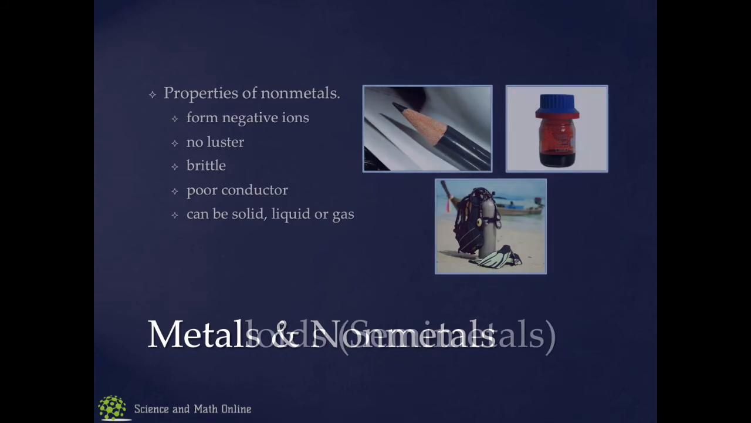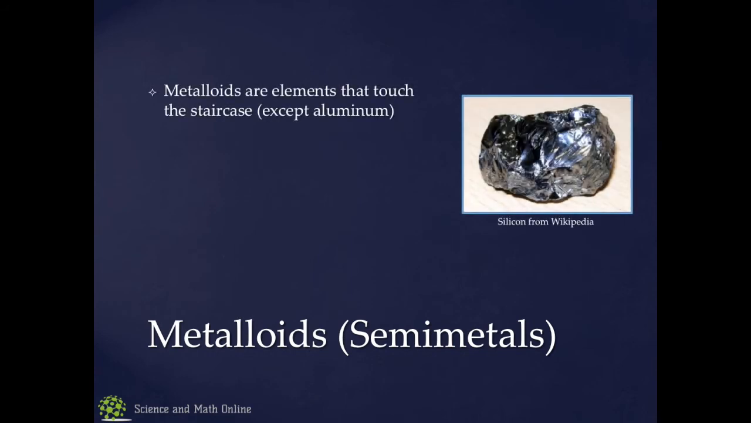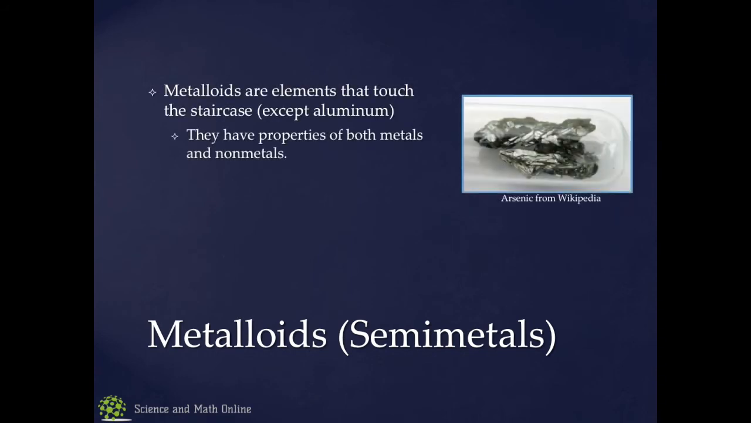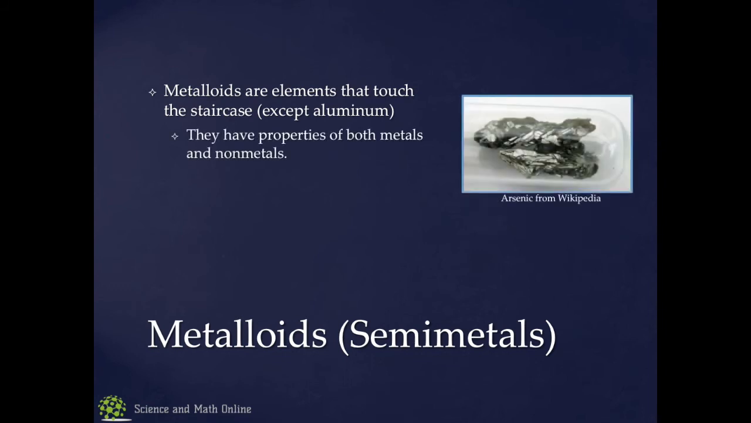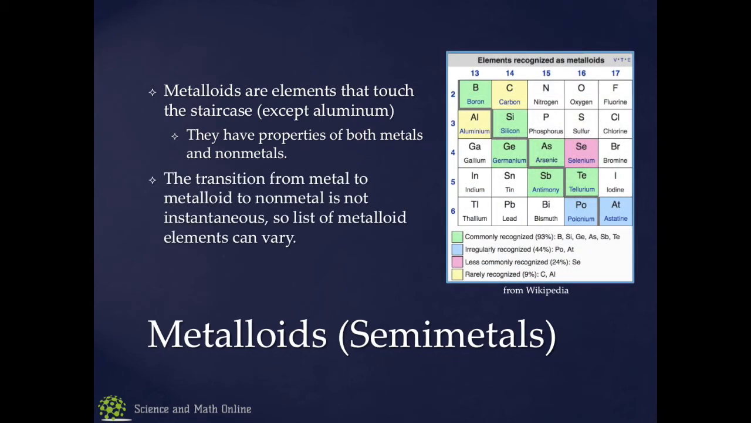All right, moving on to metalloids. Like I said, metalloids are everything that touches the staircase except for aluminum. If you look at aluminum, it's pretty shiny. It's a good conductor of heat, those kinds of things. So it has metallic properties. These generally tend to have properties of both metals and non-metals. So here's a picture of arsenic. It's got a little bit of shine, but not too much.